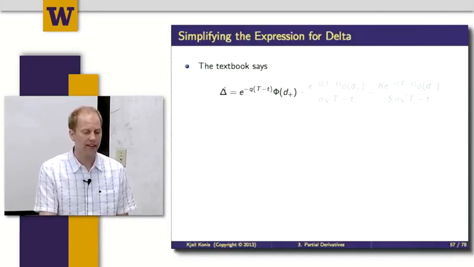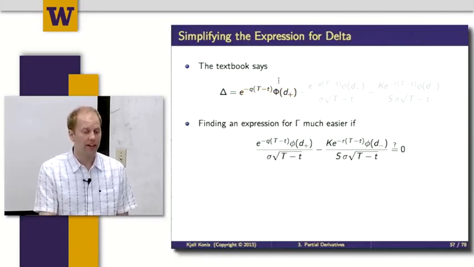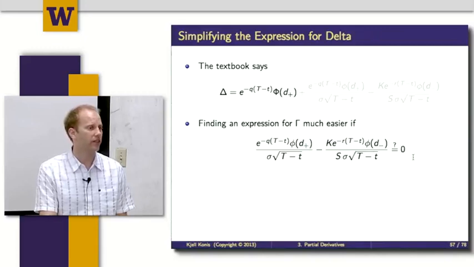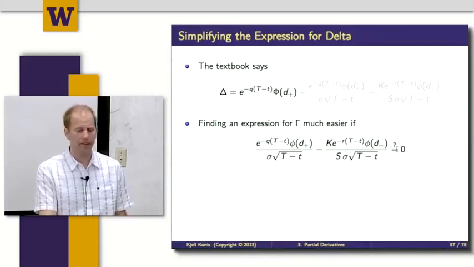So the textbook says that delta is just equal to this much simpler expression than what we've come up with. And finding an expression for gamma is certainly going to be a lot easier if I only have to take the derivative of this rather than taking the derivative of all three terms. So what I'd like to do is figure out a way to show that this expression here is equal to 0.